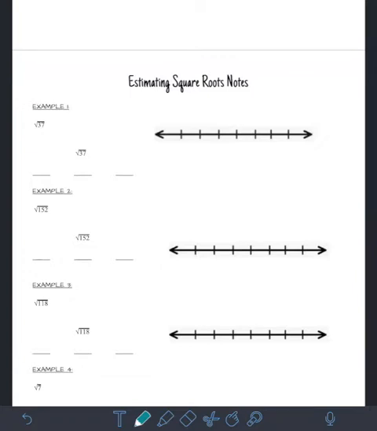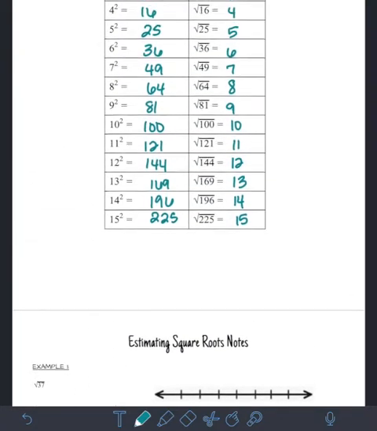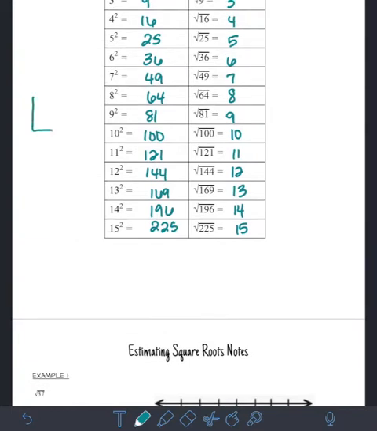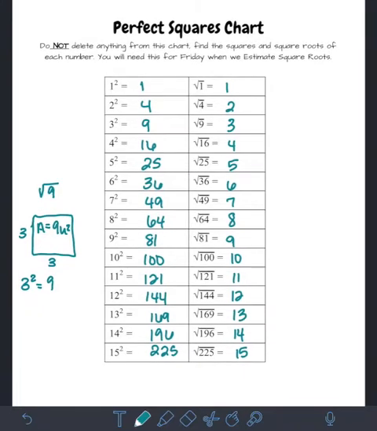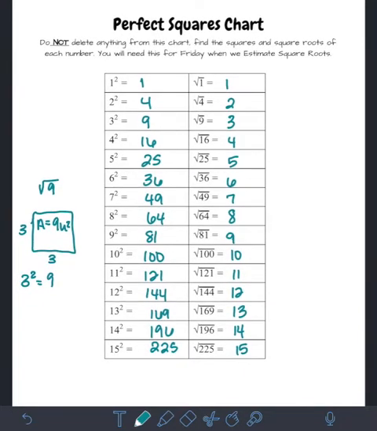the perfect squares, the things that have perfect side lengths. So for example, if I have a square that has an area of 9 units squared, I know if I take the square root of 9, it gives me side lengths of 3, because obviously 3 squared equals 9. However, there are things that are not perfect. So I have the first 15 perfect squares listed.